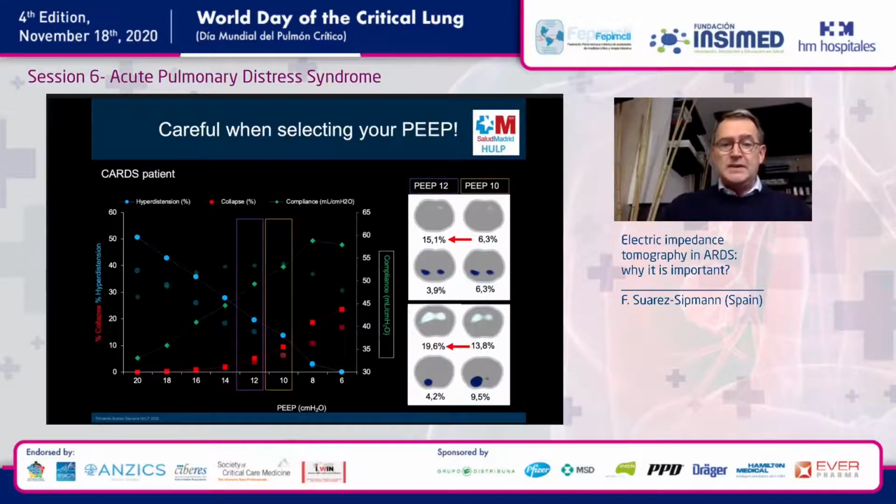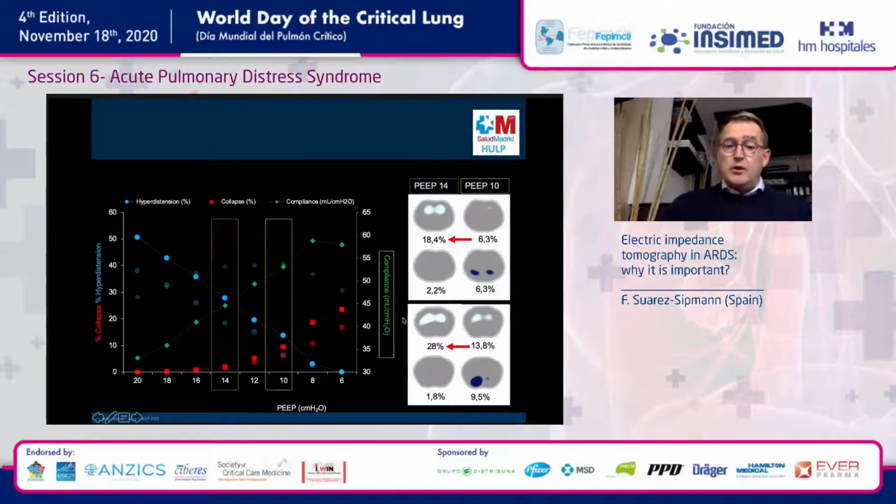And also important is to see how critical it is to fine-tune your PEEP level in these patients, because you can move from an optimal condition to quite an overdistension condition very easily. Only just one PEEP step here from 10, which is the crossing point, to 12. You see that the amount of overdistension increases significantly both in supine and prone position.